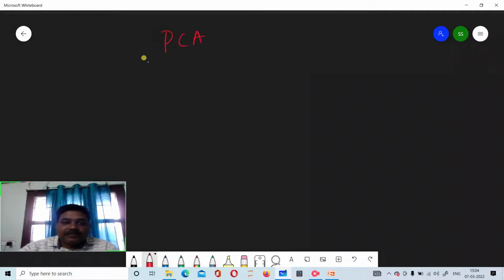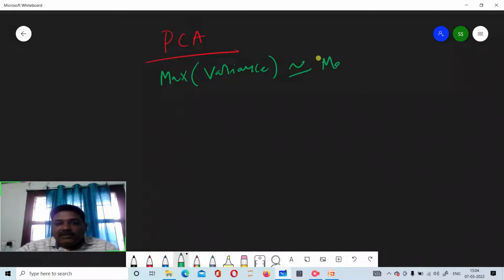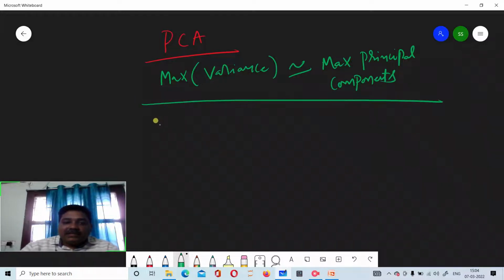So what is PCA? Principal component analysis. We are finding the principal components. The very simple idea is maximal variance. Maximal variance is equivalent to the maximal value of the principal components. Here, this is the fundamental idea. So what is that here? See this one.